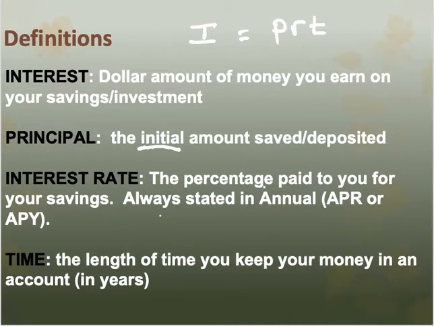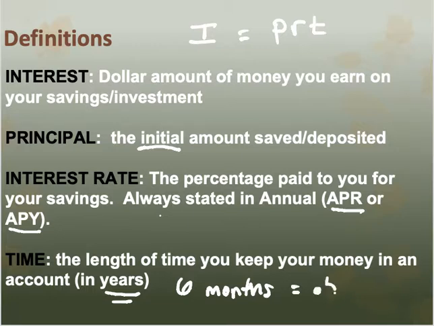Interest rate. The interest rate is the percentage paid to you for your savings. This is always stated in an annual term. So it's either an APR, which is annual percentage rate, or APY, which is annual percentage yield. T is time. Time represents the length of time that you keep your money in an account. This is always represented in years. So, for example, if they tell you that it's in the account for 6 months, we need to make sure that we convert that to years. 6 months is going to represent half of a year, or 0.5 years.